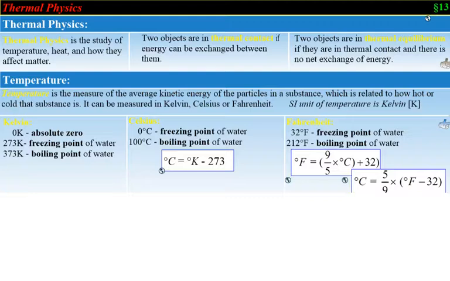So thermal physics is a study of temperature, heat, and how they affect matter. Two objects are said to be in thermal contact if energy can be exchanged between them, and two objects are in thermal equilibrium if they are in thermal contact and there is no net exchange of energy. So if energy cannot flow, then they are in equilibrium. Thermal energy is the heat.